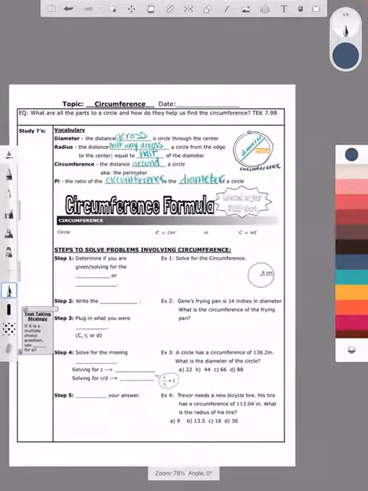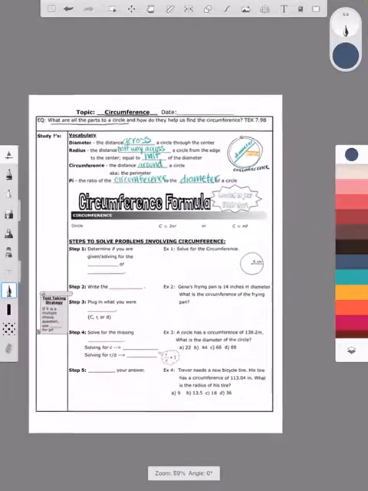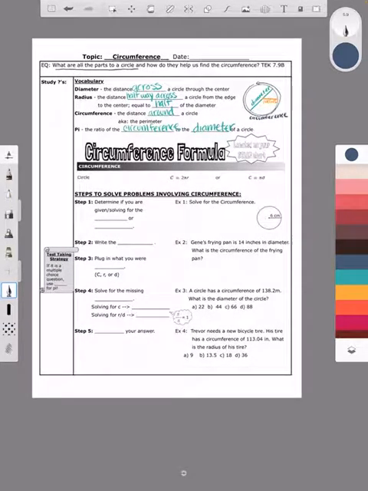All right, so that answers that part of our essential question that says, what are all the parts of the circle? So we can check that off. And now what we're going to learn is, how do they help us find the circumference? We're going to figure that out here in the second portion. So we're going to talk about the formula for circumference.